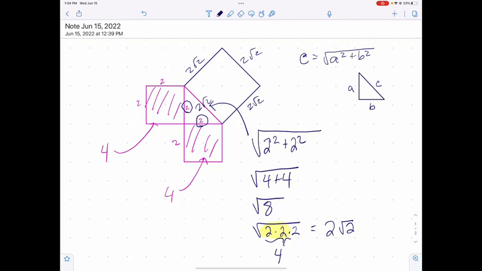So how do I find the area of a square? Obviously length times width. So what is 2 square root of 2? Oh, sorry about that.